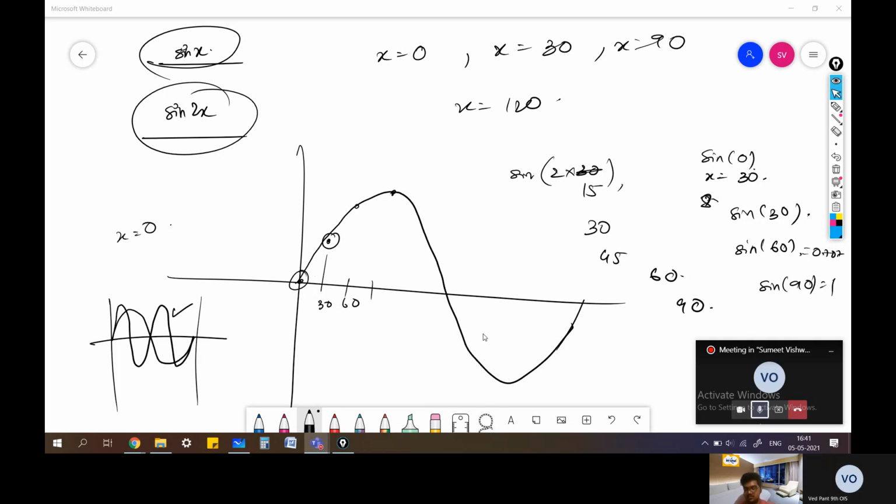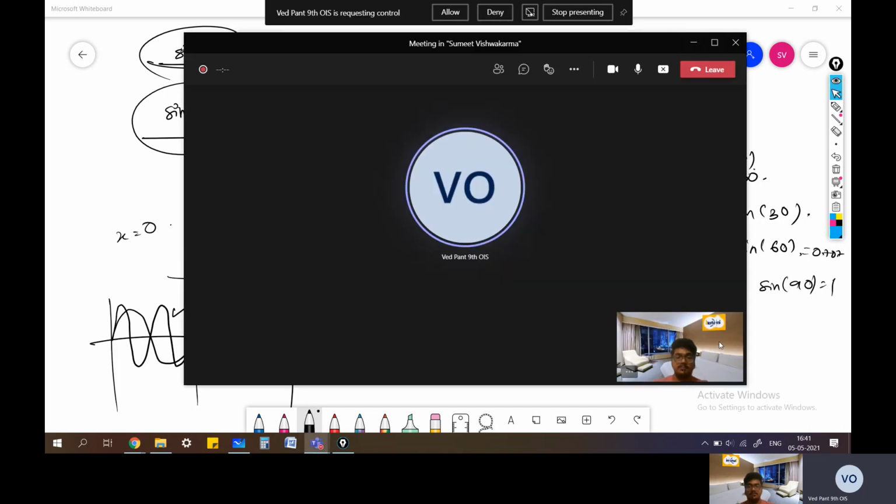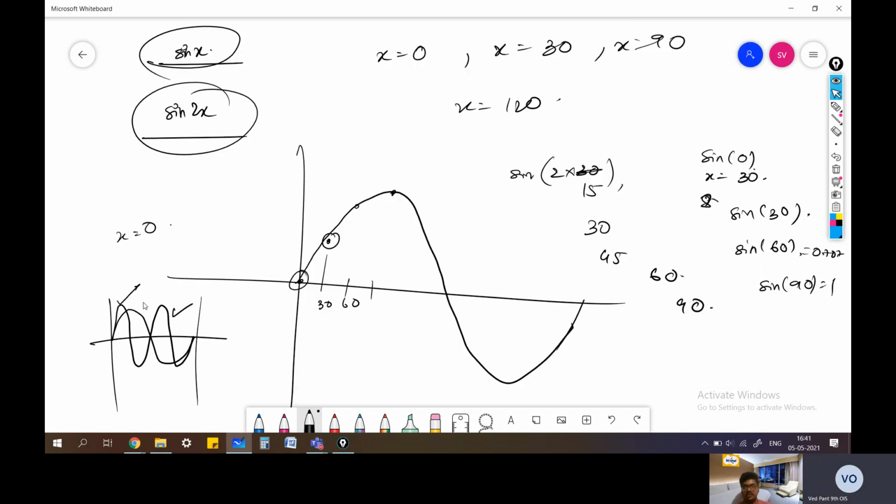Yeah, hello? Can you give me screen approval so I can draw on this graph? Because you have the opposite of what you've said. You said the frequency would decrease, but no, for sin 2x the frequency will increase. My bad. Yes, the frequency will increase, and the amplitude is also the same.